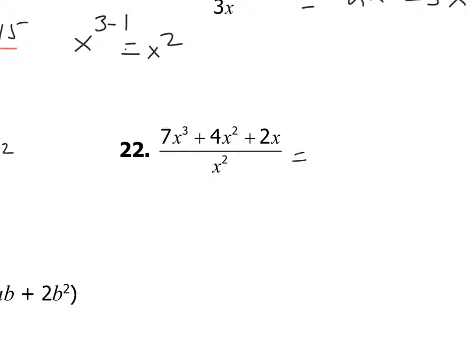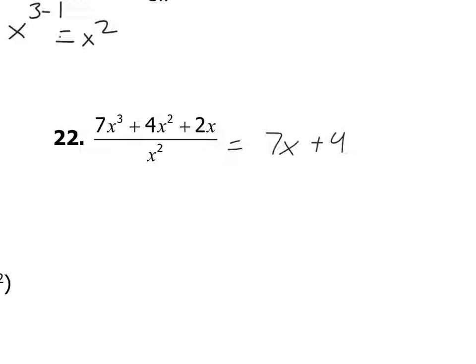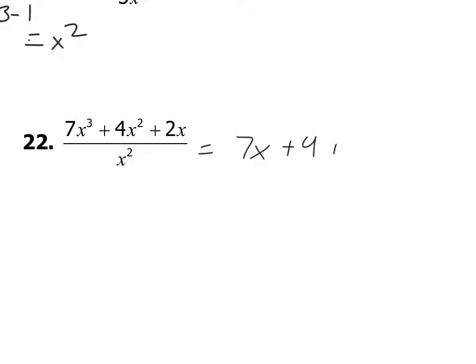And last but not least, number 22, 7x cubed divided by x squared would be 7x. 4x cubed divided by x squared would just be 4. And then 2x divided by x squared would be 2x to the negative 1.